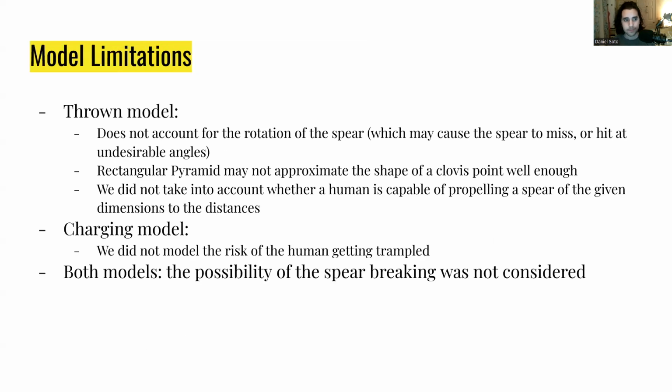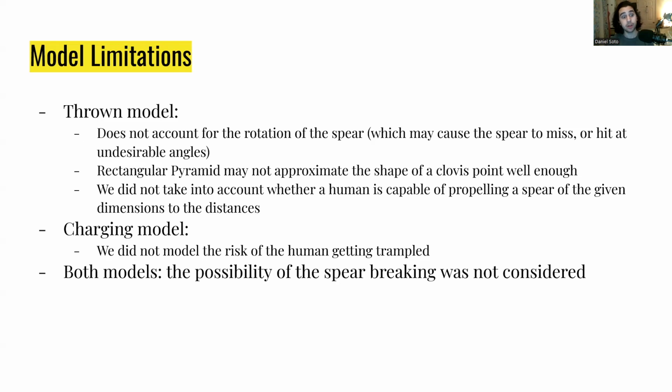Now, for the limitations of our model, our thrown model does not account for the rotation of the spear as it flies. An example of how this could be limiting is if you consider this is the mammoth and this is a spear. In real life, if you were to throw a spear like this, and it happens to hit the mammoth at an angle like this, it might not pierce it well enough and it might scrape. But if our model were to hit a mammoth at this angle, it would do like this. And that would return probably more energy than in this case, which wouldn't be ideal. We would want to model something that would account for edge cases like this, and our model doesn't do that.